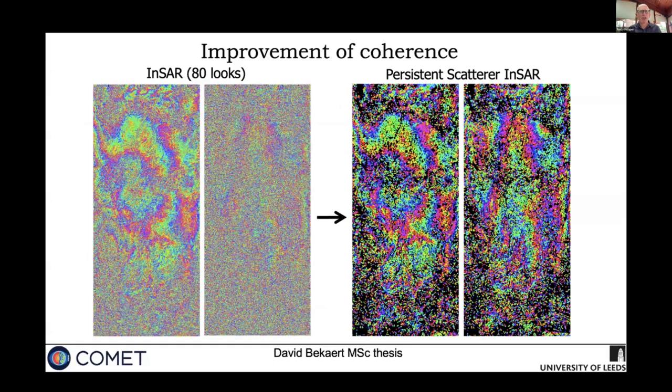So just to demonstrate a couple of those points, this is an example of improvement of coherence. These are the two interferograms on the left that I showed already. And if you carry out persistent scatterer interferometry, which is a time series method, you can see we can extract the signal. The panel on the left looks similar to the original interferogram, but on the panel on the right, you can start to see the signal, which wasn't so obvious before. So we can deal with coherence to some extent.